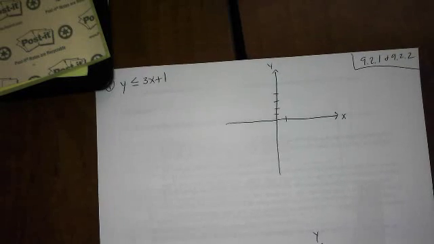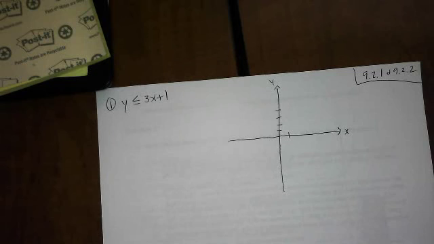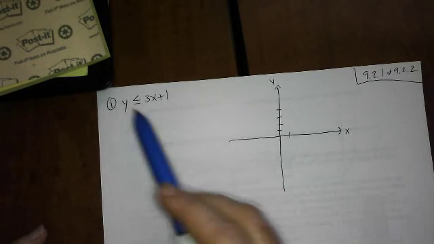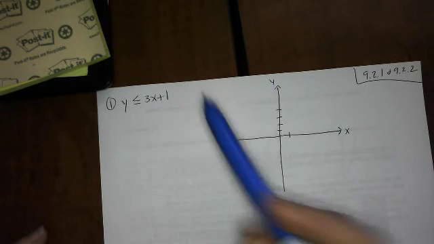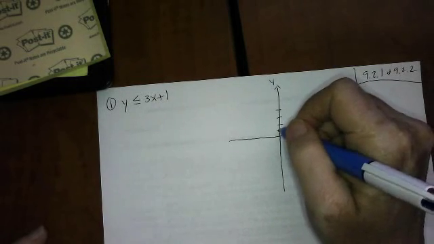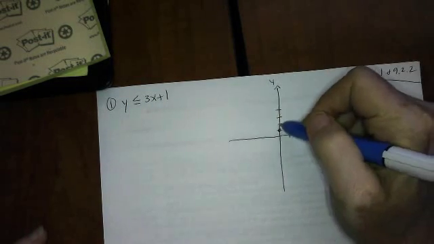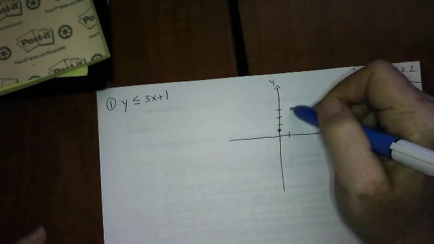Integrated 1, this is your homework pack 9.2.1 and 9.2.2. It wants me to graph the inequality. I recognize it as a line. It's a y equals mx plus b. This is b, the y-intercept, so I make a dot there. Slope is 3, go up 3 over 1.